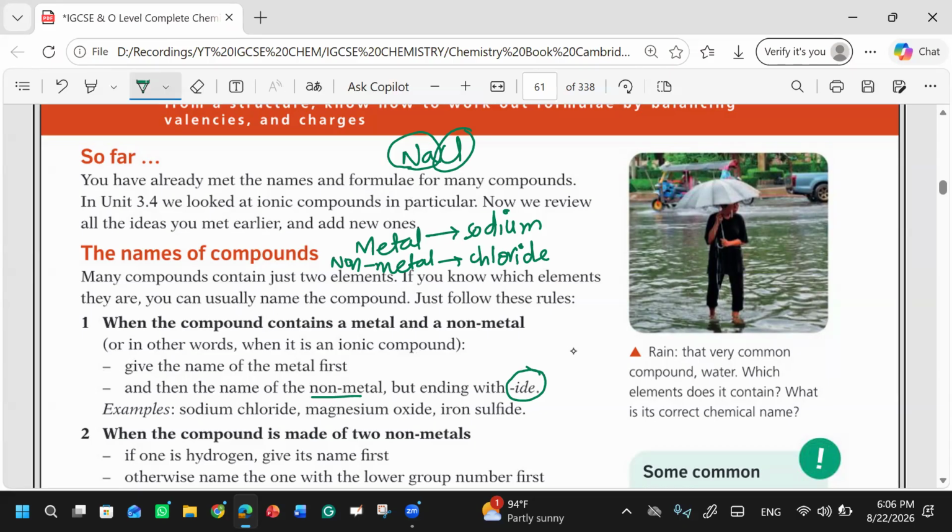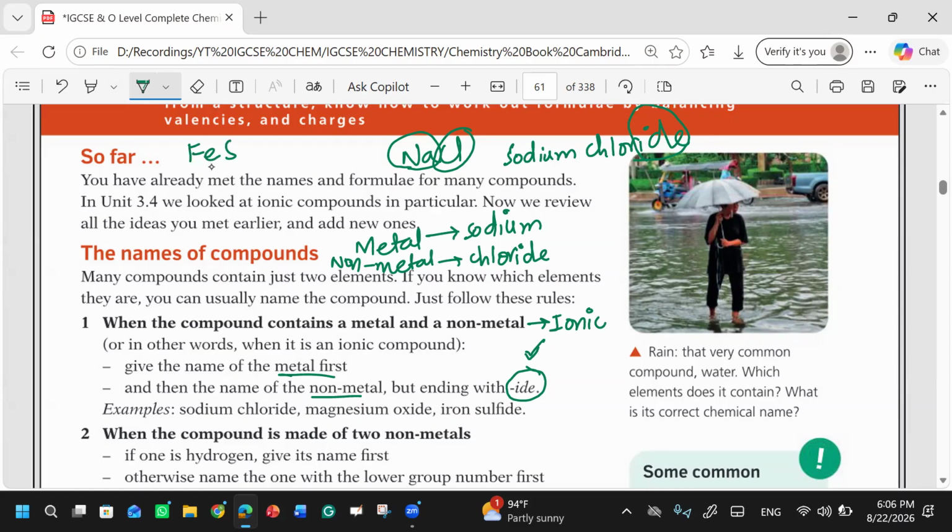The first thing they are telling us: if the compound is ionic, it means you have a metal and a non-metal. Firstly we write the name of the metal. We always write sodium chloride, we don't write chloride sodium. The first place is the metal name, and then the name of the non-metal ending with IDE: chloride. Sodium chloride.